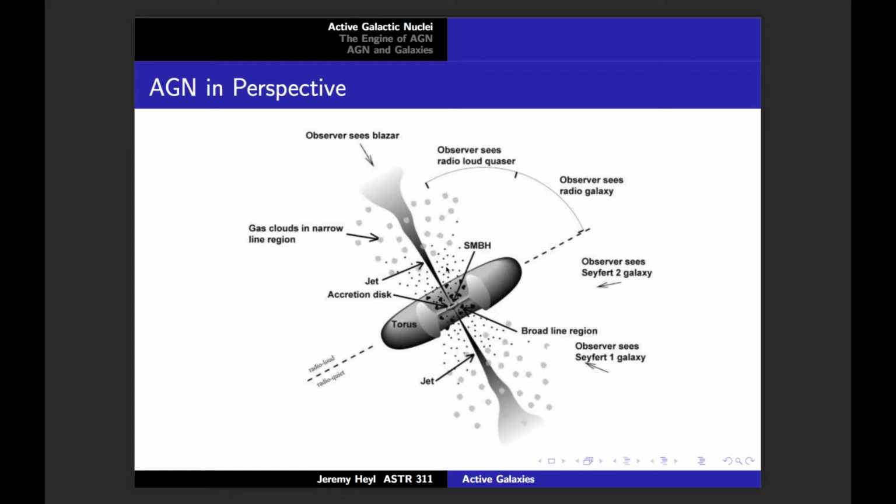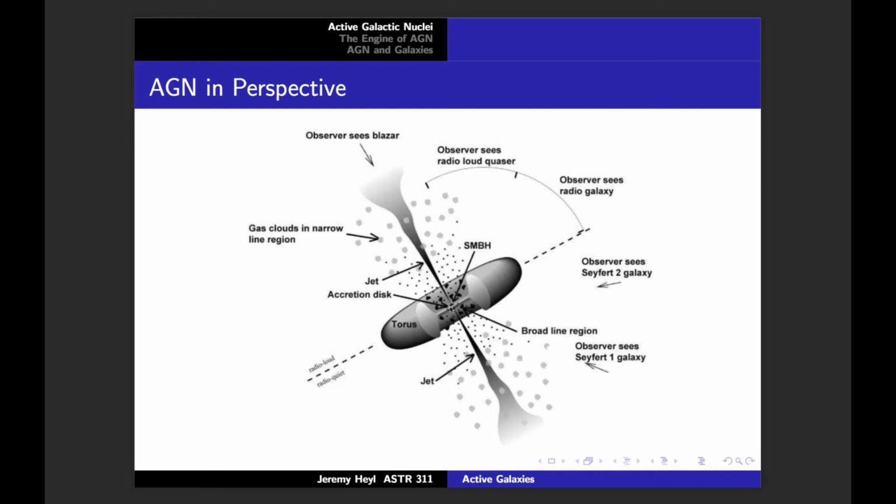So we can see the X-rays coming from the middle. We can also see gas that's moving very fast around the black hole down here, which is called the broad line region. And we see lots and lots more radio waves from this guy. That's what's called a radio loud quasar.